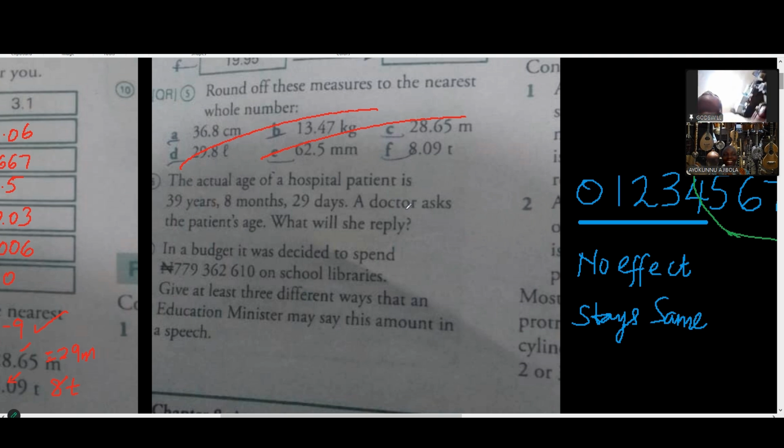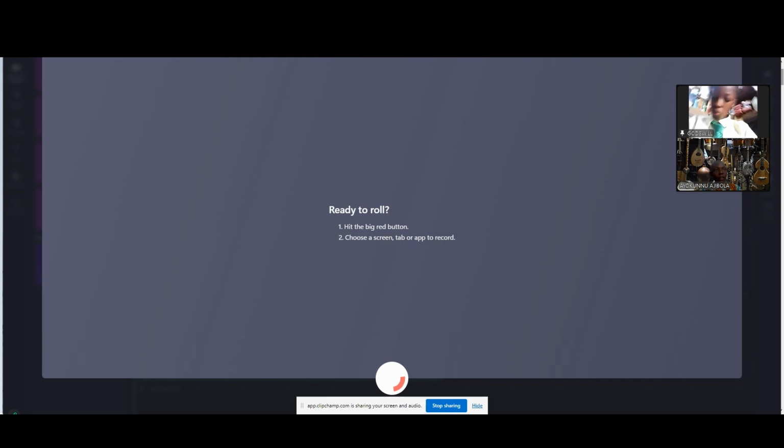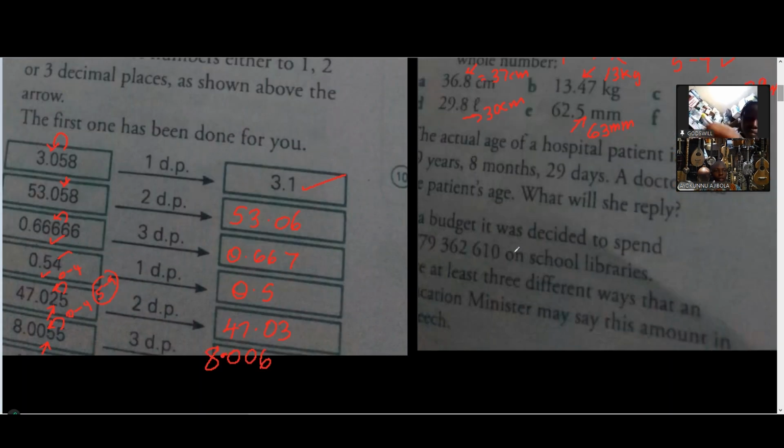So I want me to do the other things we have now. Don't worry, we will quickly do it. Calm down, okay? Okay, sir. So hold on a bit. Let me try something.